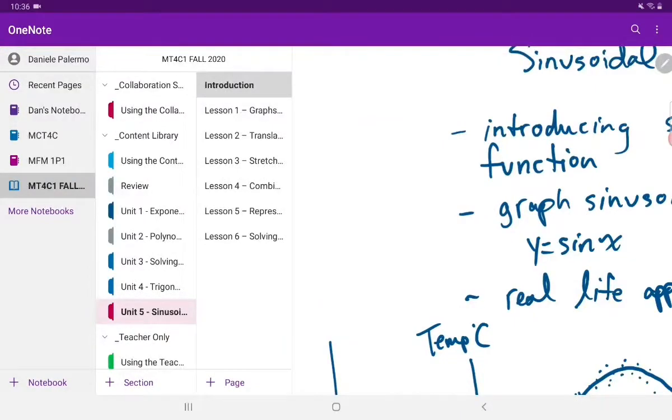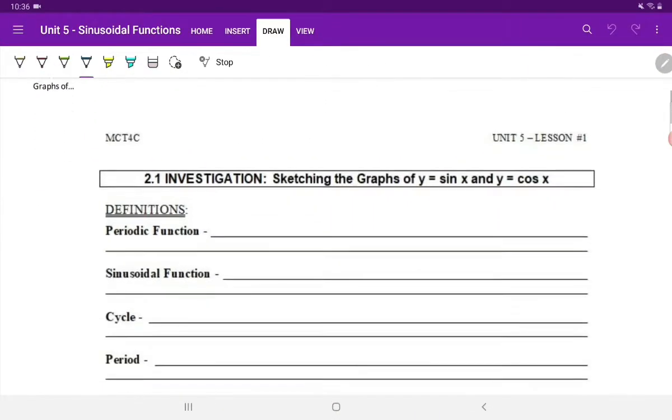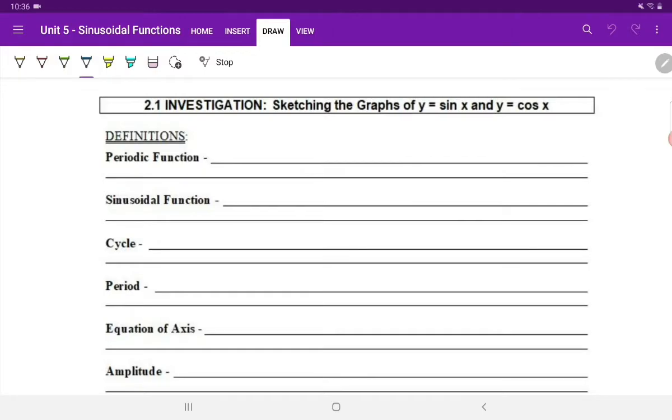Okay, but let's dive into our first lesson, which is a simple investigation. We're going to go over some definitions here, and by the end of it, we are going to know what the graphs of y equals sine x and y equals cos x look like, and we'll know what the table of values will be that will produce these curves. Okay, so we're going to look at coming up with a table of values that will create the graphs of y equals sine x and cos x.